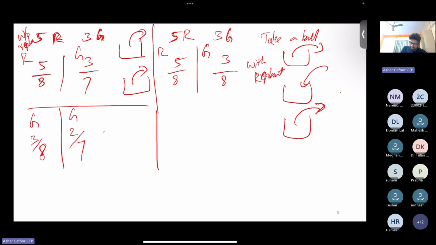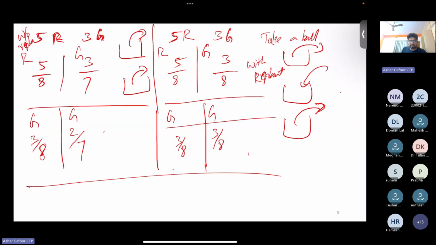Whereas let's say with replacement, we are taking a green ball. So what will be the first probability? It's 3 by 8. And we are again putting the ball back into the box. So again, in the box, there are 8 balls and there are 3 green balls. So again, the probability will remain the same, 3 by 8. So in this case, the events are independent, or the probability is not affected when the balls are replaced. Whereas in the first case, the probability was affected.